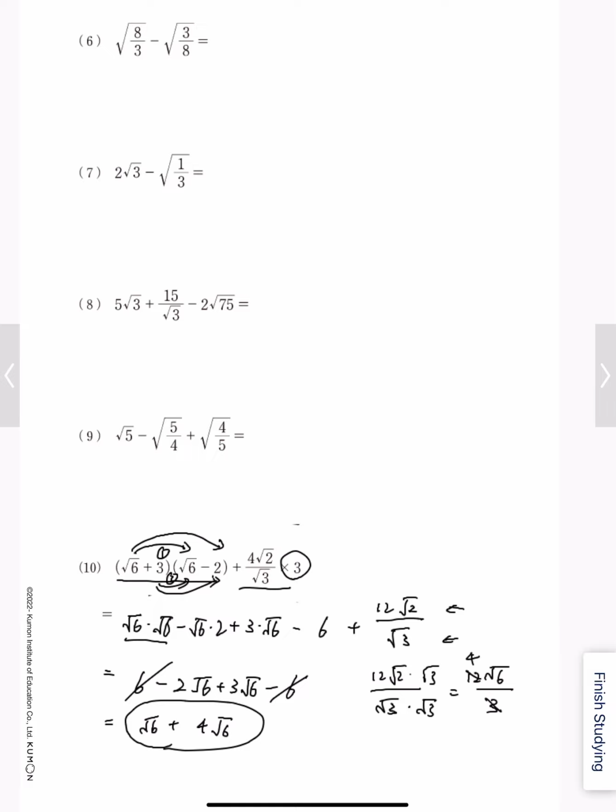Okay? And at the end, I forgot one thing: 1 root 6 plus the 4 root 6 will be 5 root 6. Almost forgot. Okay? So the final answer for this question will be 5 root 6. All right? So hopefully this helps.